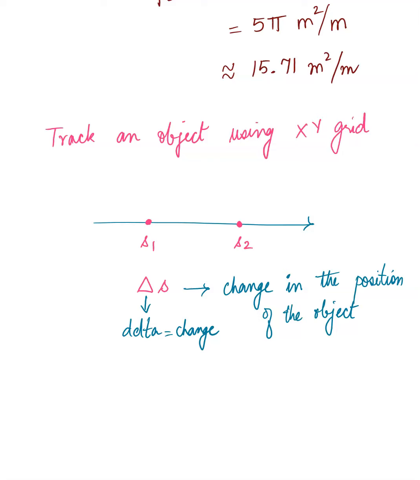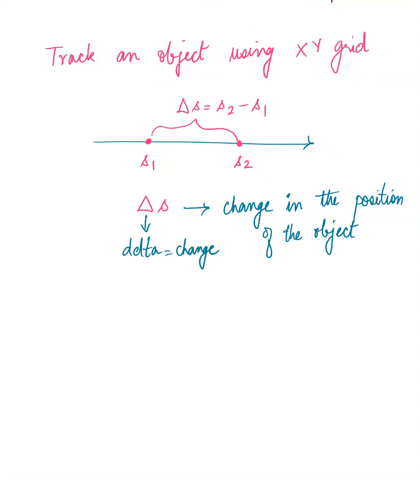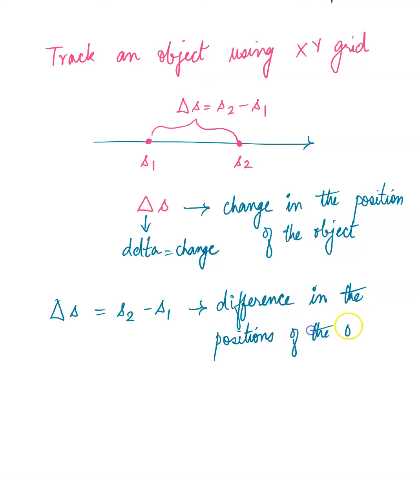And so if you consider this distance between S1 and S2 as delta S, it will be S2 minus S1. So this delta S, let me write that out here, which is S2 minus S1, is the difference in the positions of the object. And there's a name for this delta S. It's known as the displacement. Delta S is called the displacement.